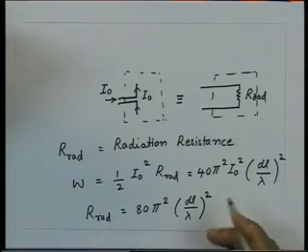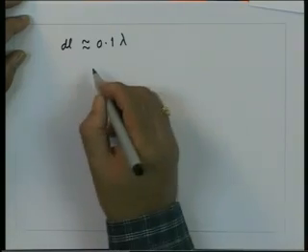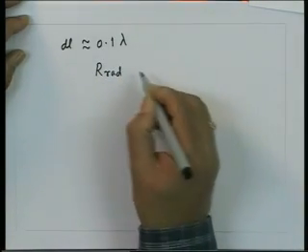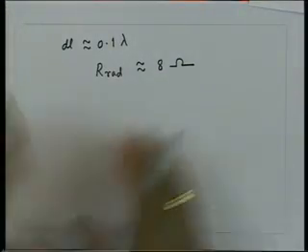As a rule of thumb, when the length is about 10% of the wavelength, we can call it much smaller compared to lambda. If I take dl as 0.1 lambda, this ratio will be 0.1, and the square of that will be 0.01. This pi square will be approximately 10. So the radiation resistance will be approximately 8 ohms, which is a very small resistance.